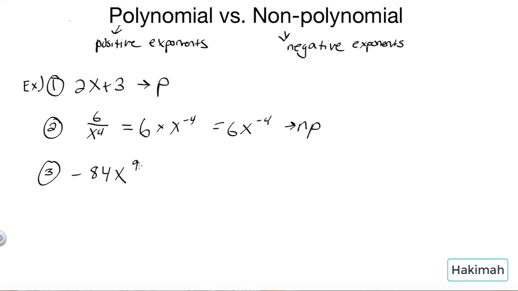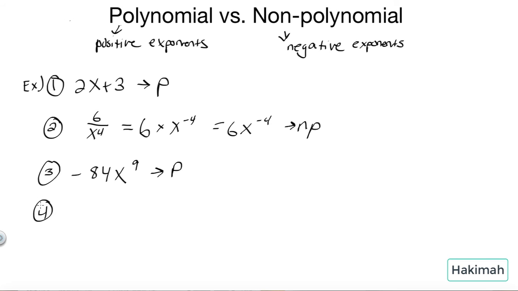Example 3, I have negative 84 x to the power of 9. Again, check my exponent. My exponent is positive. Do I have any division? No. I do have a negative coefficient, but that is not a part of determining whether it's a polynomial or not. So this expression is very much a polynomial.